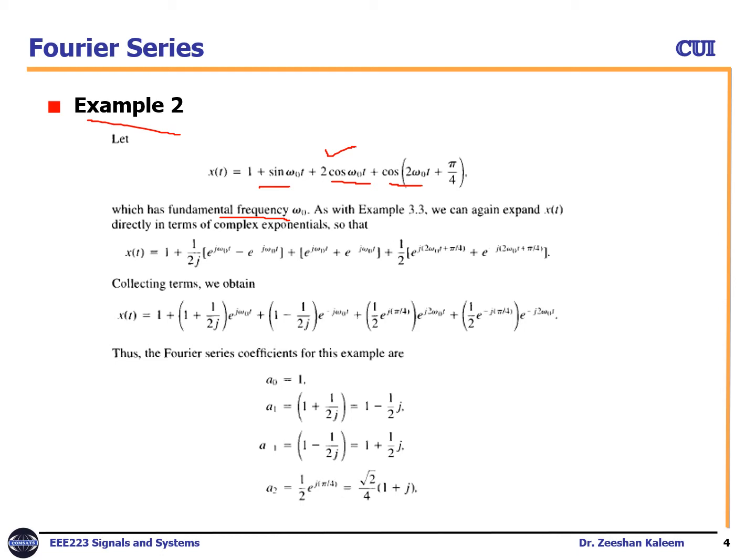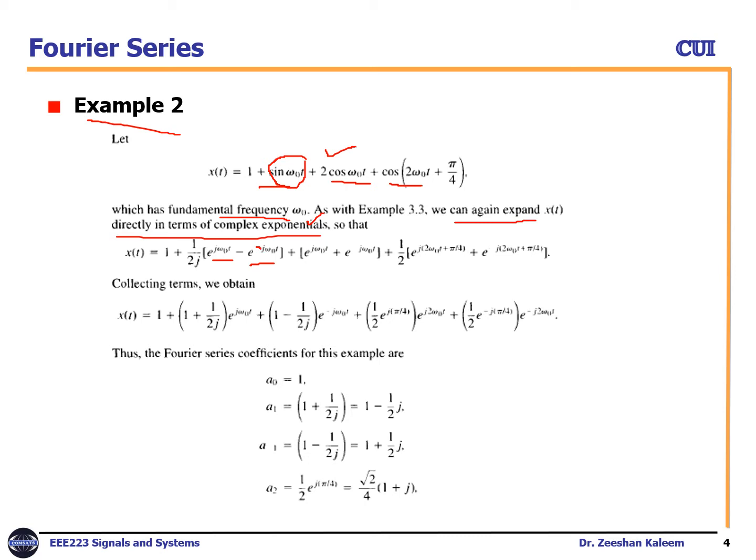As in the previous example, we can expand x(t) directly in terms of complex exponentials. As we already studied, by Fourier series we expand any signal in terms of complex exponentials. So for 1 plus sine omega naught t, you know that sine omega naught t can be written as 1 over 2j times e^(j omega naught t) minus e^(minus j omega naught t).